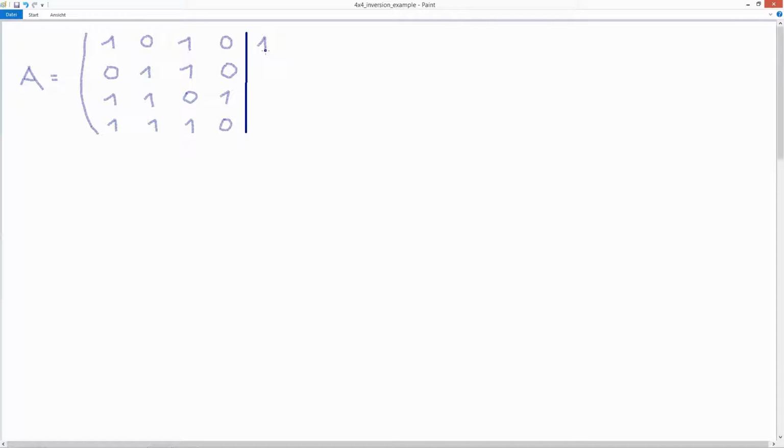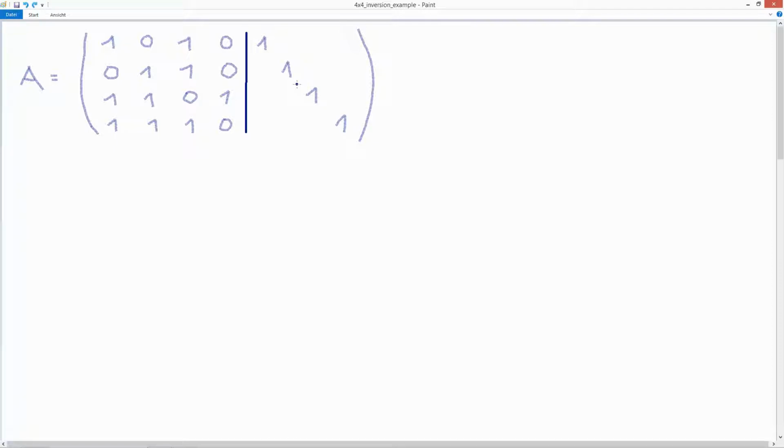So 1, 1, 1, 1. And the entries I left empty are just 0. I will not write the 0 entries down. So here we have the unit matrix.